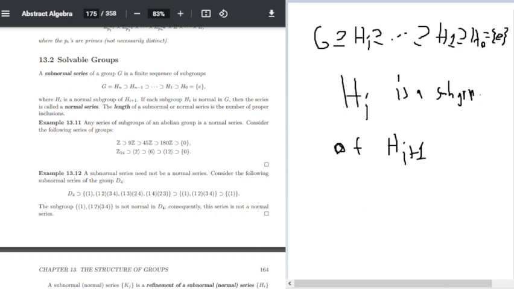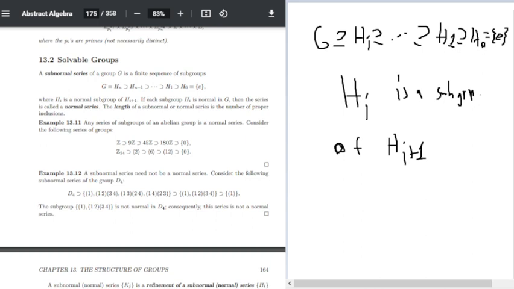If each subgroup Hi is normal in G, then the series is called a normal series. The length of a subnormal or normal series is the number of proper inclusions. So, example 13.11. Any series of subgroups of an abelian group is a normal series. Consider the following series of groups. We have Z as a superset of 9Z, as a superset of 45Z, as a superset of 180Z, as a superset of 0. And C sub 24 as a superset of the group generated by 2, as a superset of the group generated by 6, as a superset of the group generated by 12, as a superset of 0.